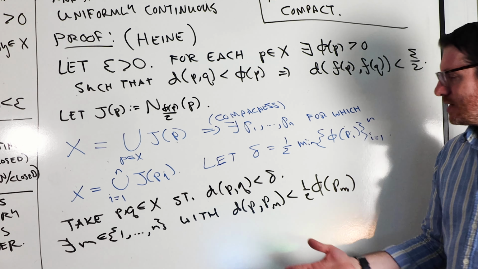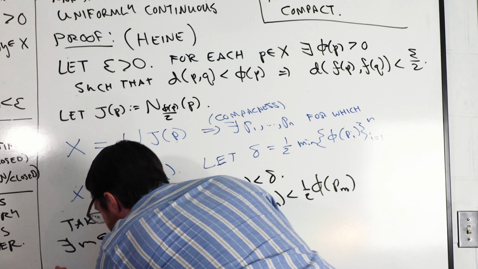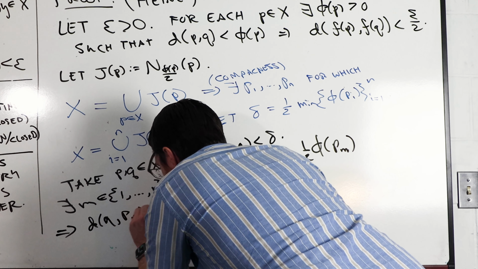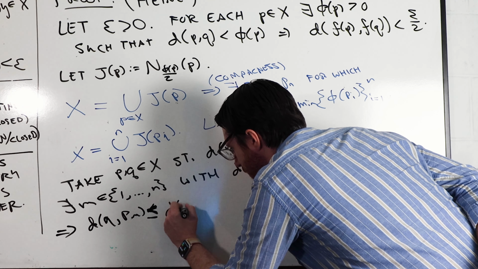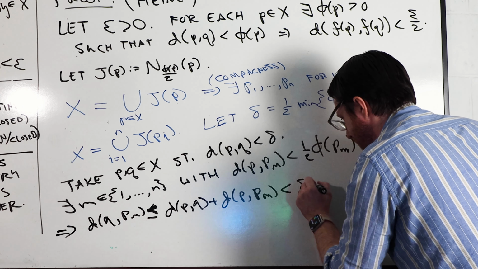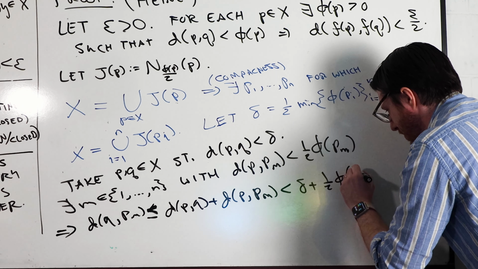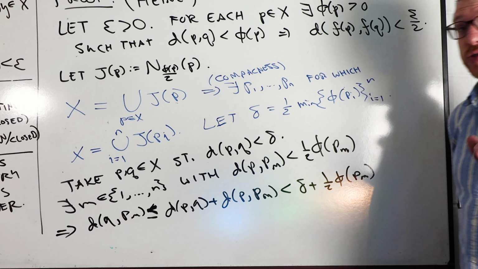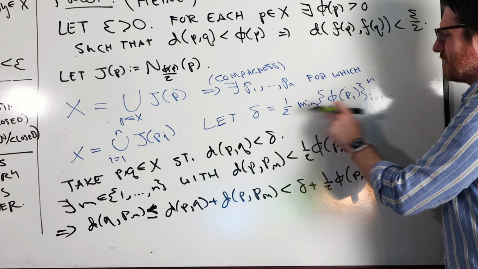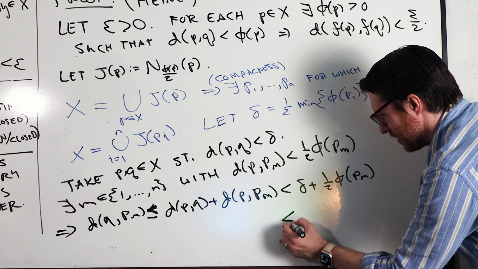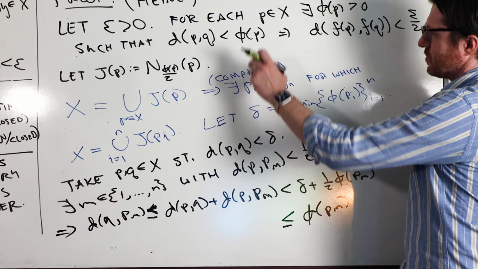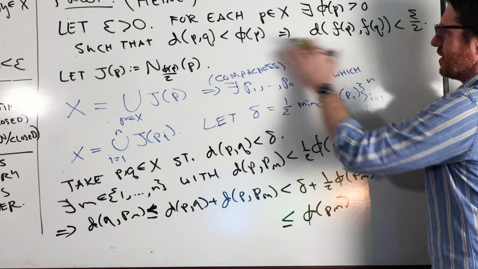And then we can use a triangle inequality to get the distance between PM and Q. And so that tells us that the distance between, let's say, Q and PM is less than or equal to the distance between P and Q plus the distance between P and PM. And so this is less than delta plus 1/2 of phi of PM. Right, there we go. And so what ends up happening then is that we know that delta is actually the minimum of all these phi of pi's divided by 2, which means that this is less than or equal to phi of PM. So that means that both P satisfies this and Q satisfies this for the same PM.